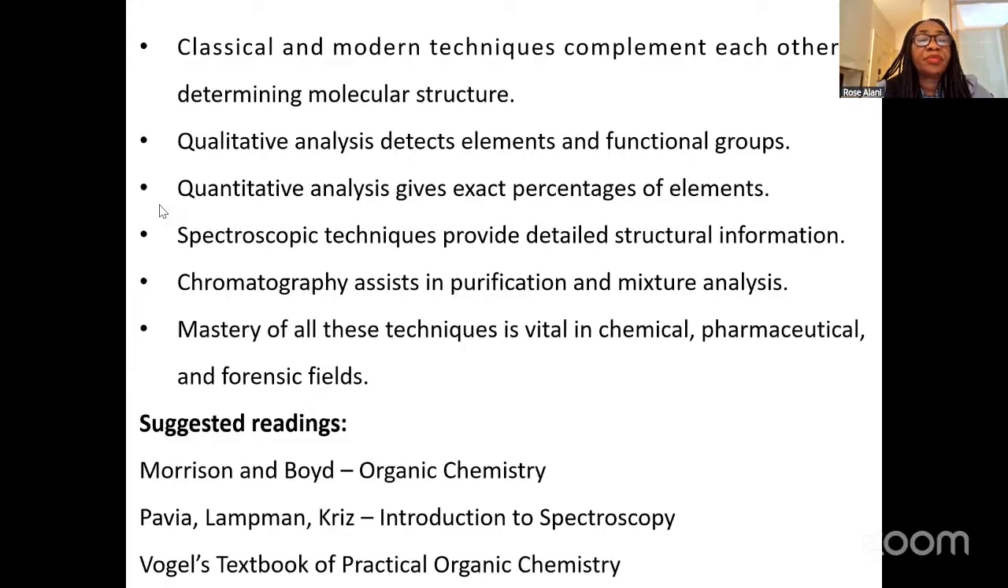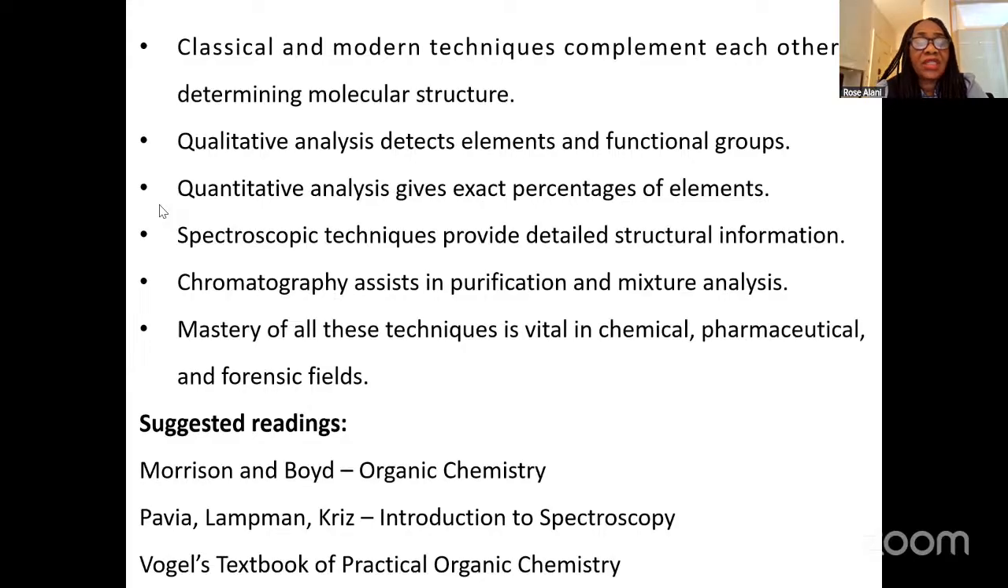And qualitative analysis detects elements and functional groups. Quantitative analysis gives exact percentage of elements in the compound. And spectroscopic techniques provide detailed structural information. Chromatography assists in purification and mixture analysis. And then mastering all these techniques is very vital in chemical, pharmaceutical, and forensic fields.